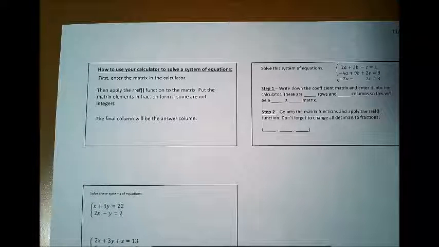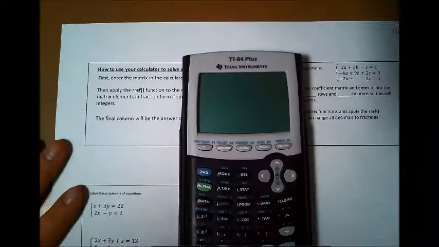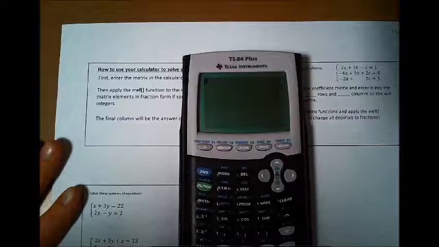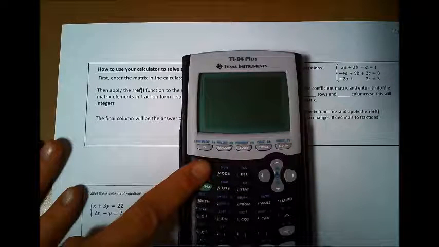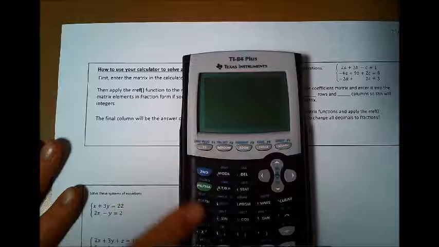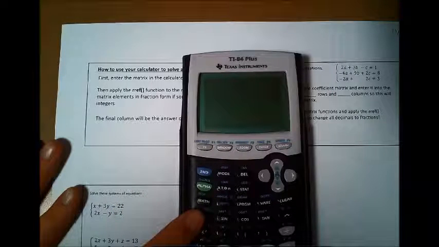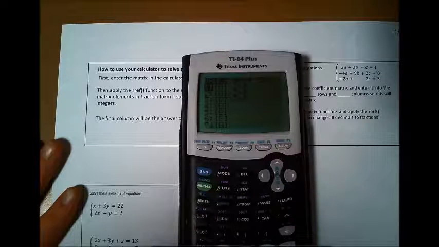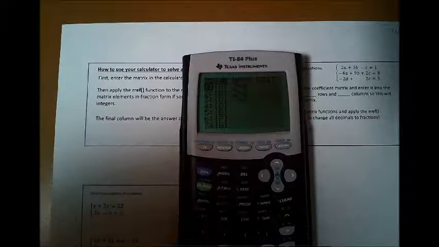So here's the handy dandy calc. And you turn it on. And then you hit the second button. And then this button here says matrix in blue right there. And these are the matrices that are entered into my calculator.